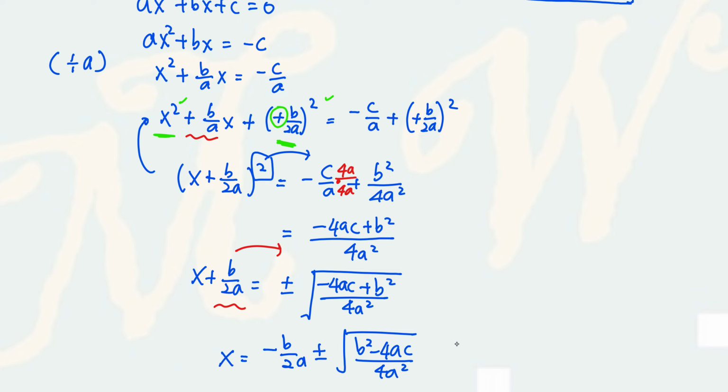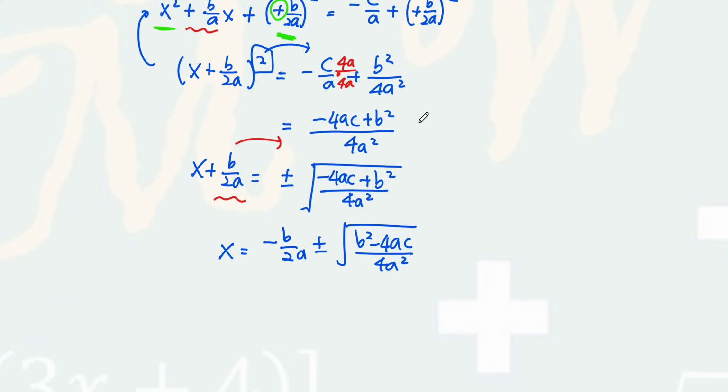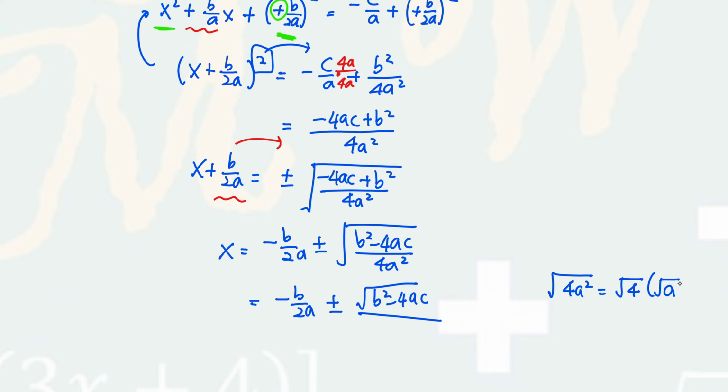Now, if you further simplify this, this is going to be minus b over 2a plus or minus the square root of b squared minus 4ac over the square root of 4a squared. Just for information, the square root of 4a squared is going to be the square root of 4 times the square root of a squared, which is 2a. So I will write over 2a here.